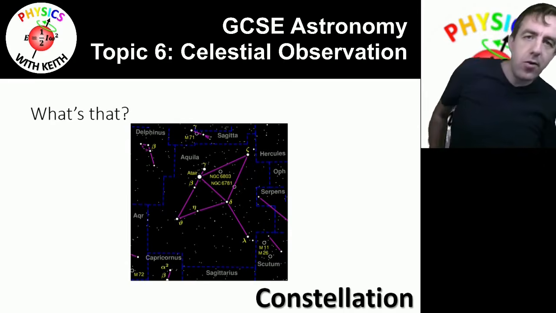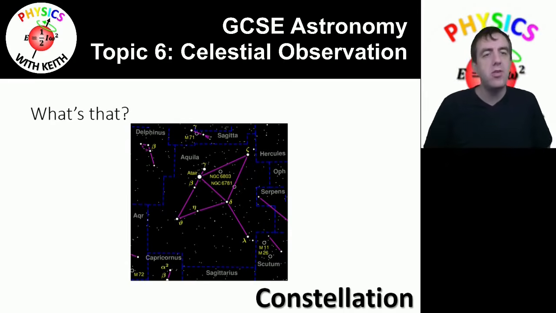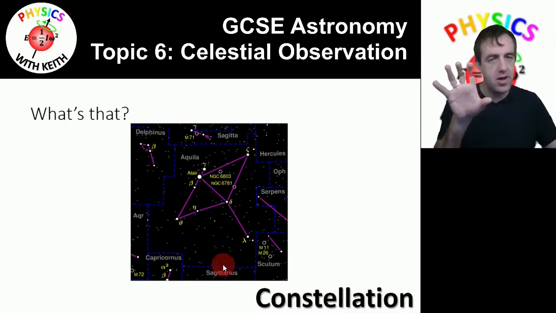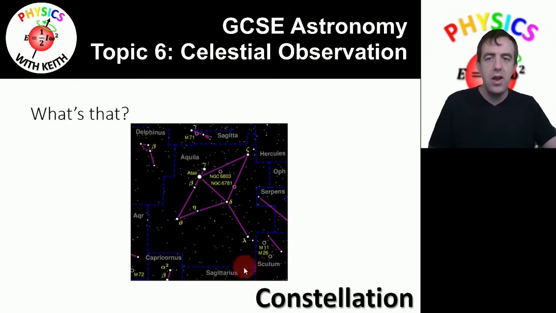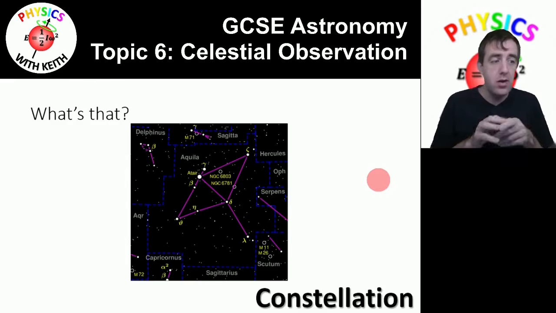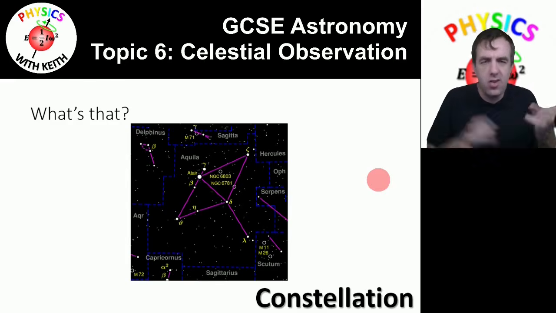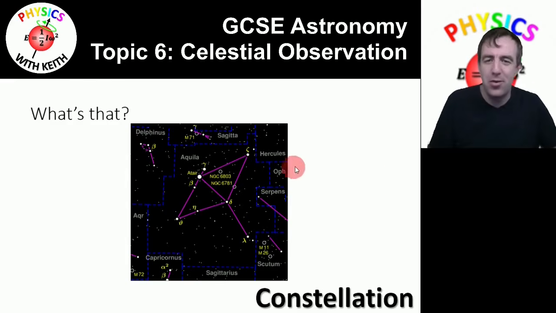But constellations are often misunderstood. The constellation isn't the stars. The constellation is the area in the sky where the stars are. So this constellation of Aquila is identified by this blue dotted outline. Everything inside there is in the constellation of Aquila. The etymology of the word constellation: con means with, and stellar is star. So they're just stars that happen to hang around together.